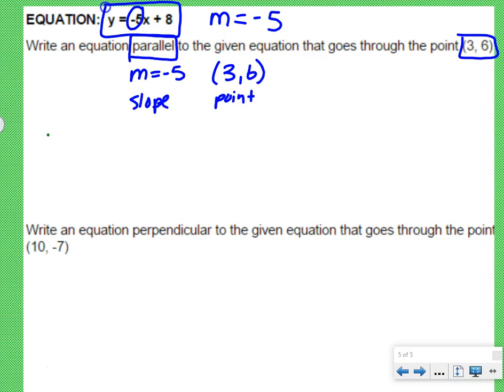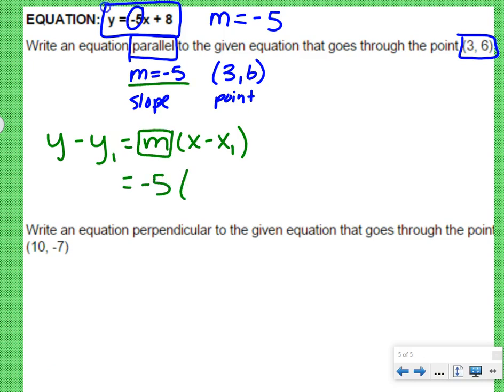So we can write y minus y1 equals m times x minus x1. M is right here, negative 5. Our x1 and our y1 we're going to get from this point. This would be x1 and y1. So x1 would be 3, and over here our y1 would be 6.